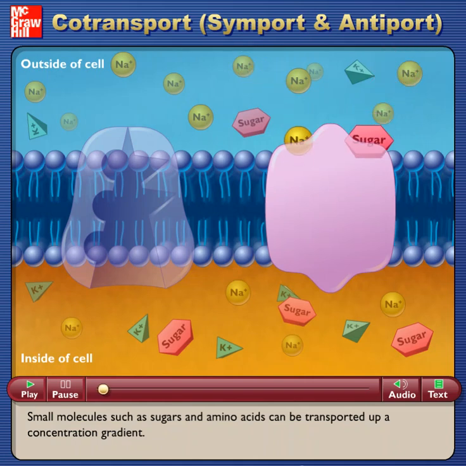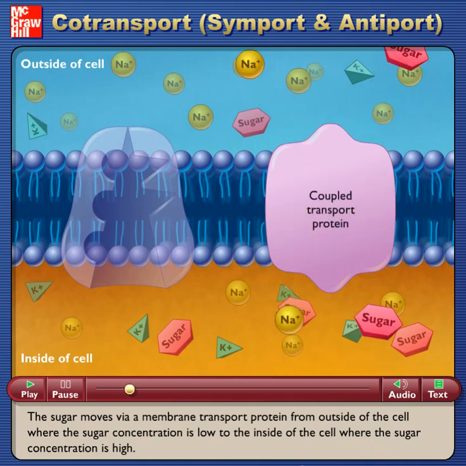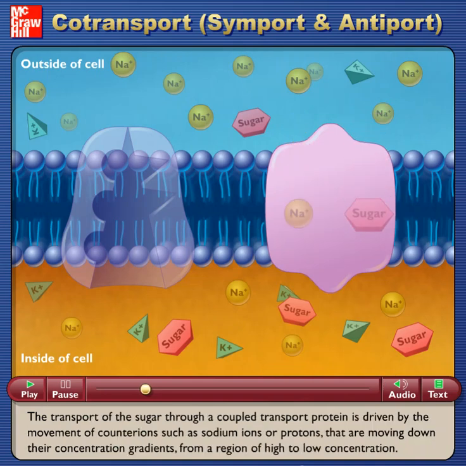Small molecules, such as sugars and amino acids, can be transported up a concentration gradient. The sugar moves via a membrane transport protein from outside of the cell where the sugar concentration is low to the inside of the cell where the sugar concentration is high. The transport of the sugar through a coupled transport protein is driven by the movement of counterions such as sodium ions or protons that are moving down their concentration gradients from a region of high to low concentration.